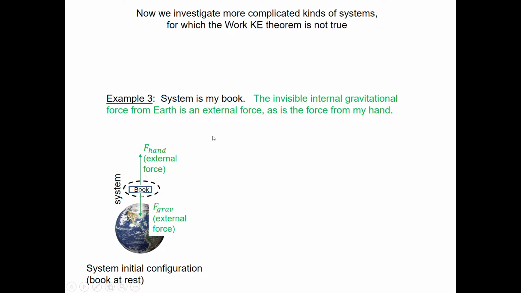So the external forces are both my hand force, which is pushing up on the book to hold it steady in this initial state, and the gravitational force downward from the earth is also an external force if I define my system to be just the book, with no internal forces applying here.